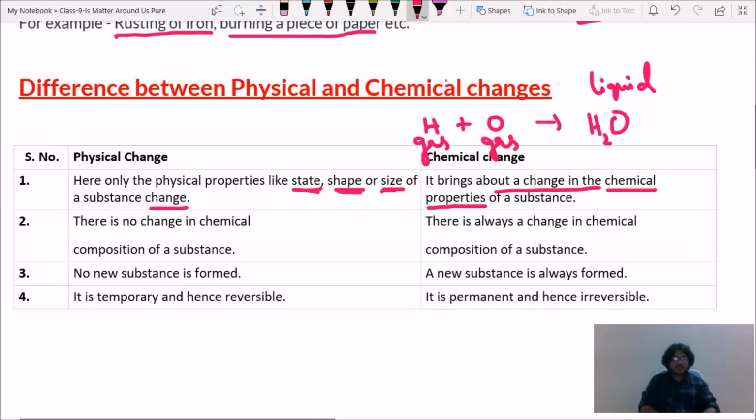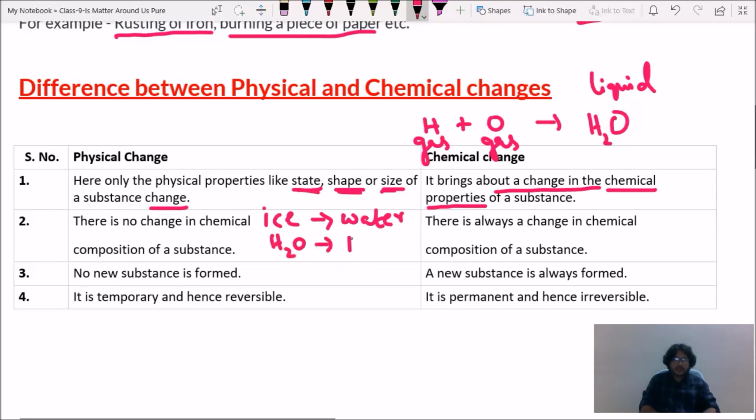And second point, there is no change in the chemical composition of a substance. If you take an ice cube and try to heat it, the ice cube will become water. What is the chemical formula of an ice cube? It is H2O.